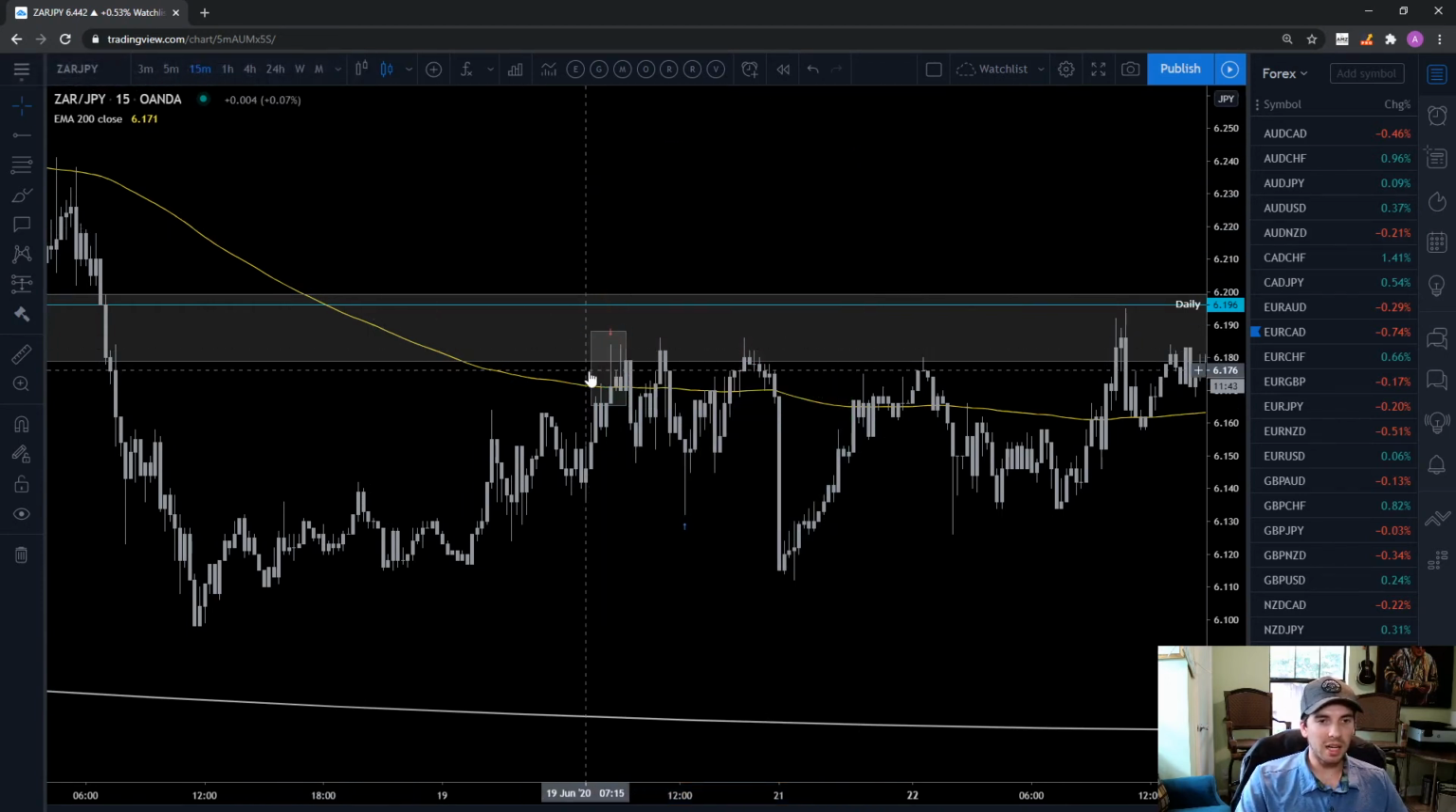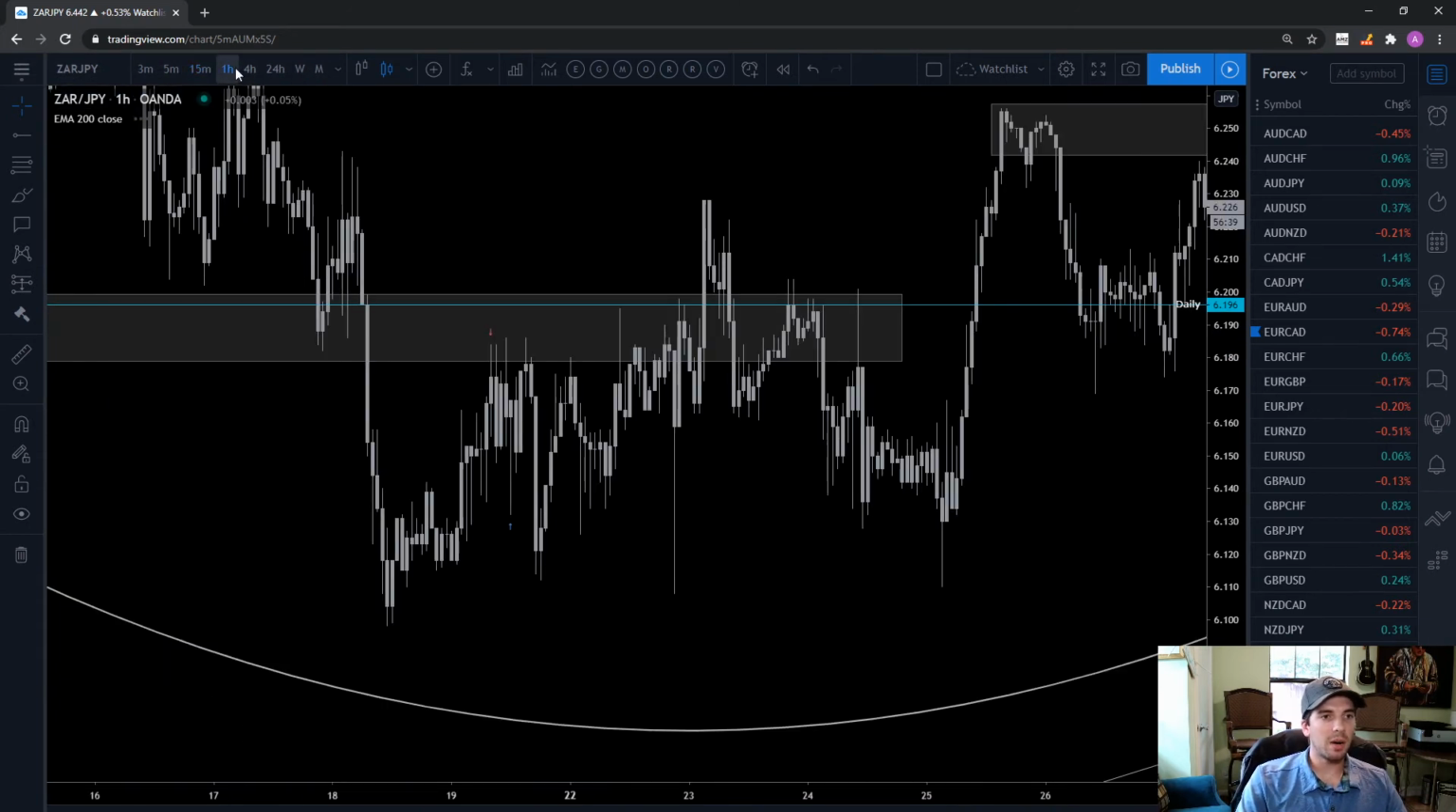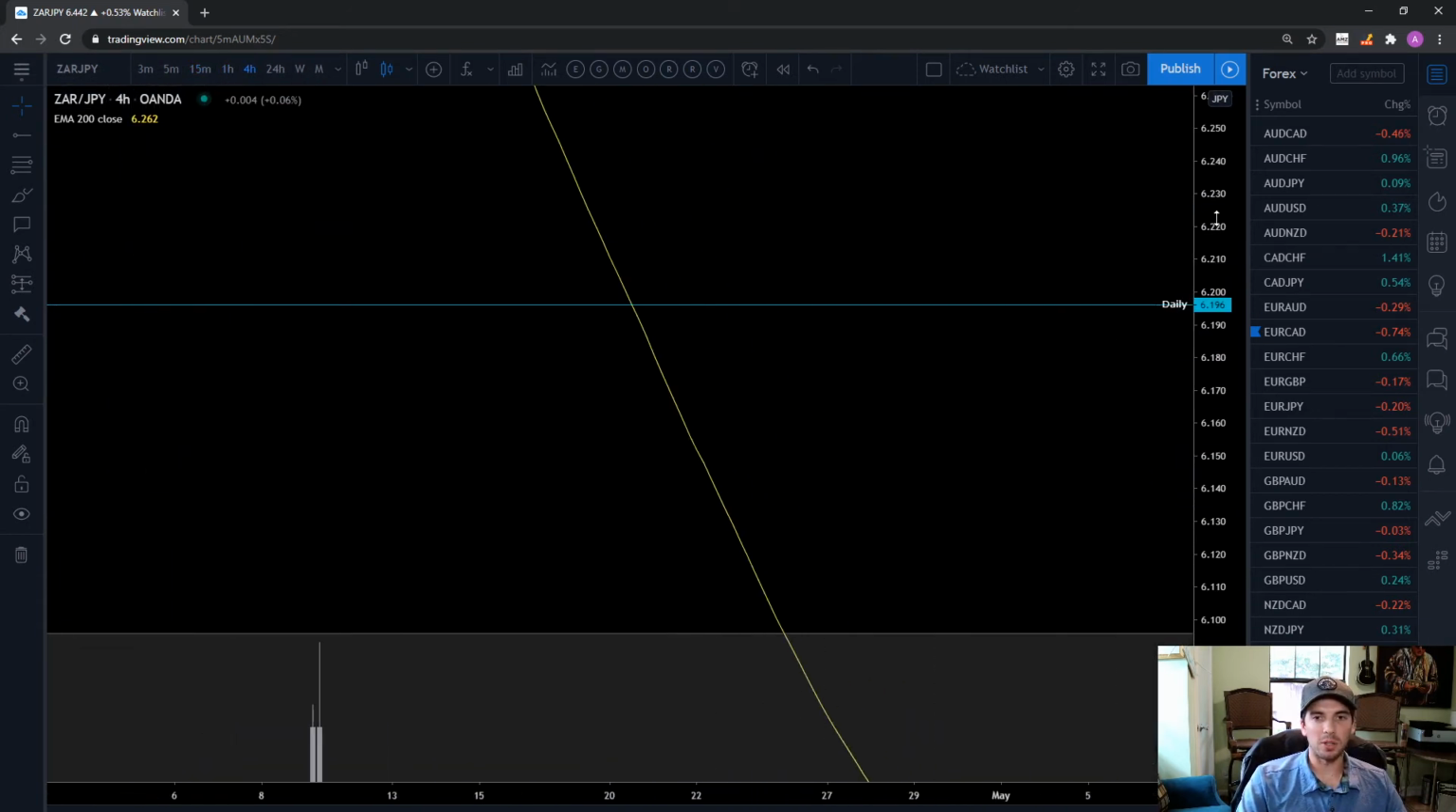So that's a great setup. A perfect rejection candle. I used the 15-minute to trigger my entry. And now we're going to go back to the 4-hour time frame.